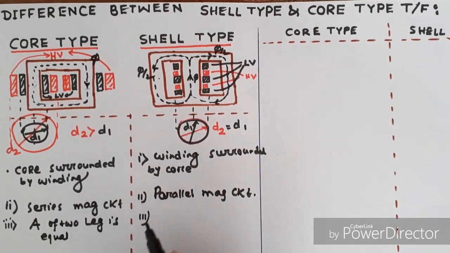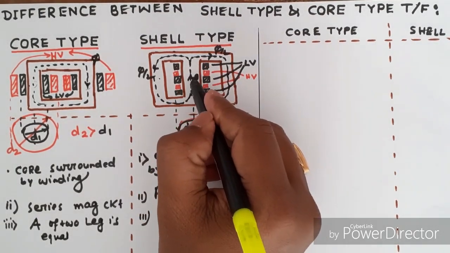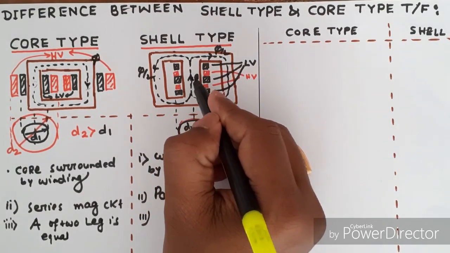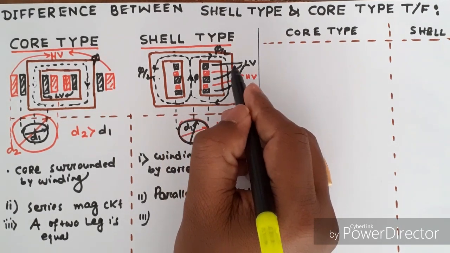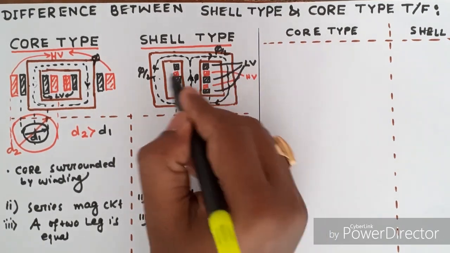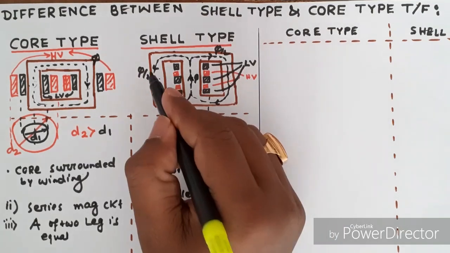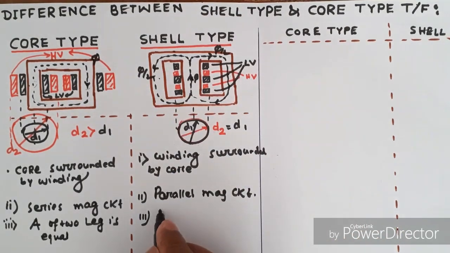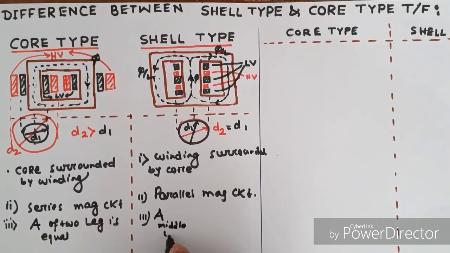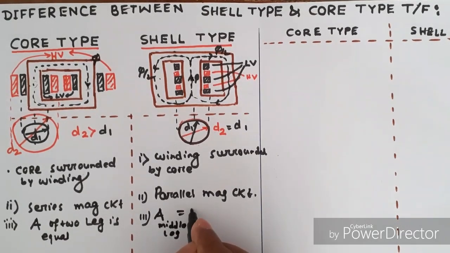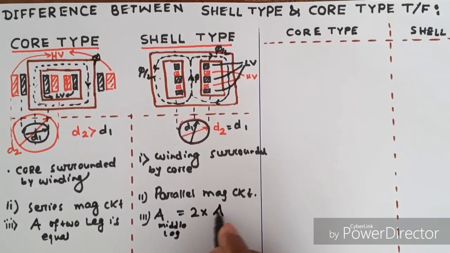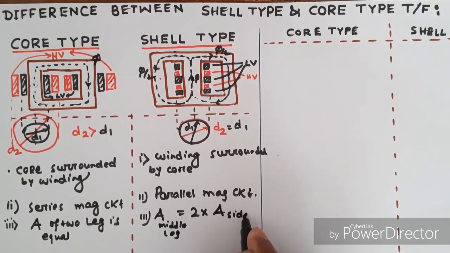Here in shell type transformer, the flux in the middle leg is phi, and in the outer two legs the flux is phi by 2 and phi by 2. Therefore, cross section area of middle leg is equal to double of cross section area of side leg.